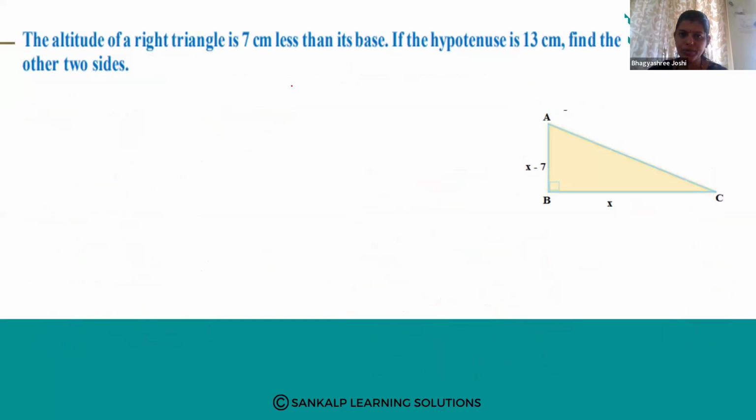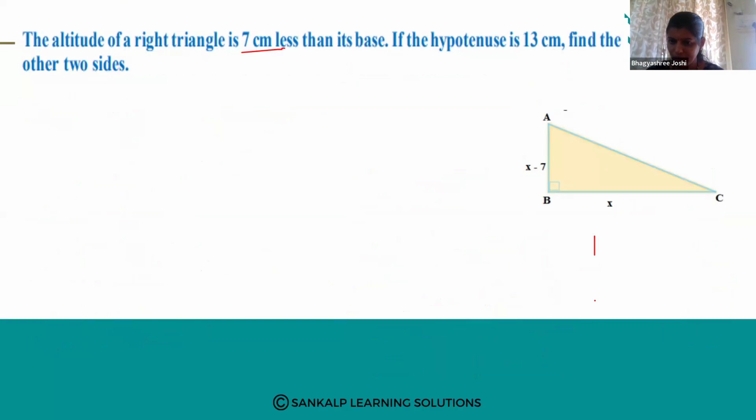The altitude of a right triangle is 7 centimeter less than its base. If the hypotenuse is 13 centimeter, find the other two sides. See, observe carefully. The altitude of a right triangle, that means right angle triangle, that means height, is 7 centimeter less than its base.